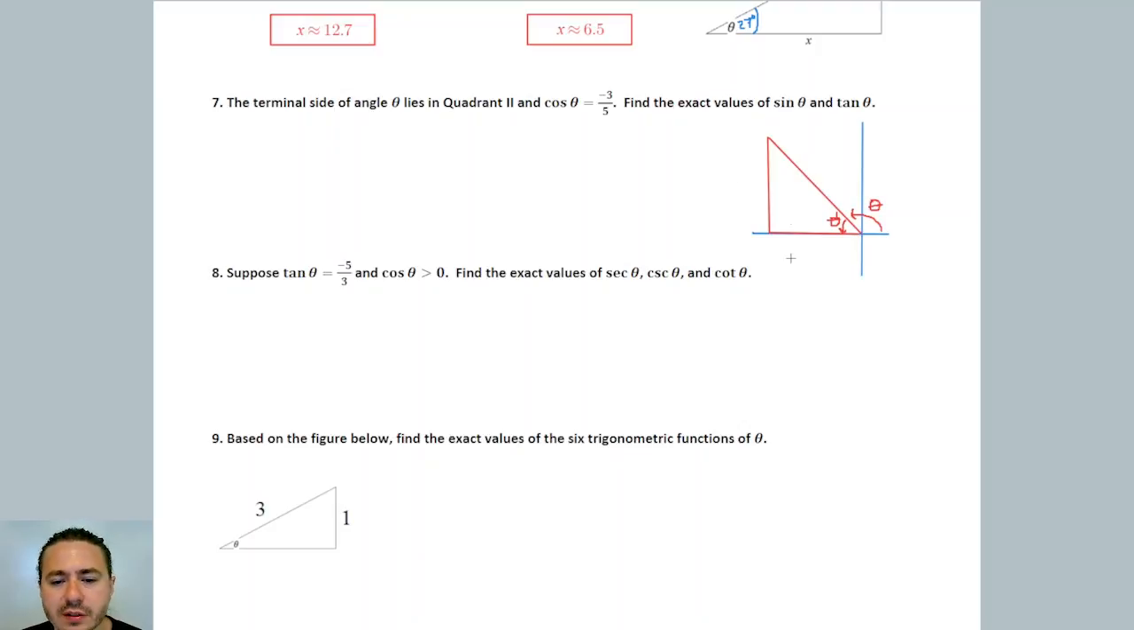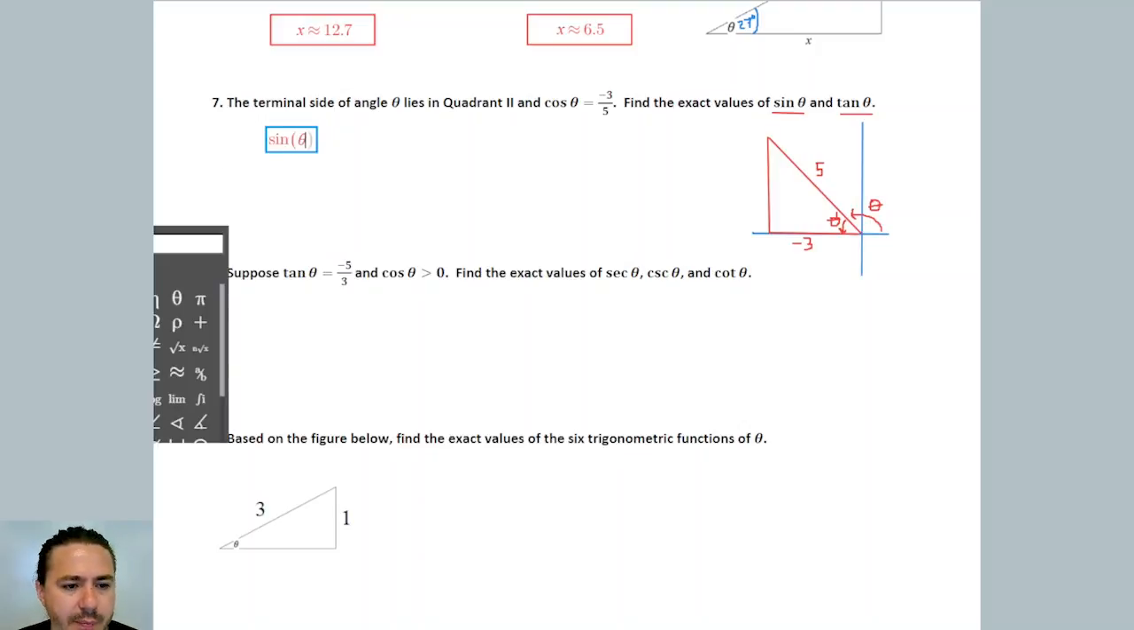So cosine, which is adjacent over hypotenuse, is going to be -3 over 5, and we're looking for sine theta and tangent theta. So remember that sine theta is opposite over hypotenuse. So I have this unknown, the opposite, I don't know what that is yet, I'll come back to that, over hypotenuse, which is 5. Okay? And then I'm almost done. I just need to figure out what this side length is, right?